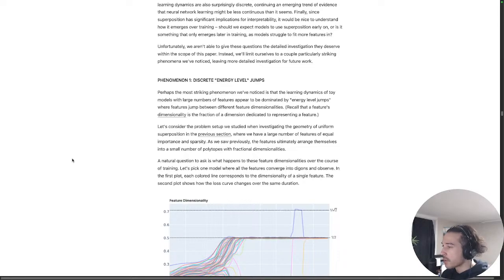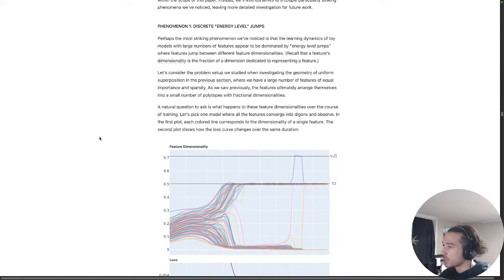Perhaps the most striking phenomenon we've noticed is that the learning dynamics of toy models with large numbers of features appear to be dominated by energy level jumps, where features jump between different feature dimensionalities. Recall that a feature's dimensionality is the fraction of a dimension dedicated to representing a feature. Let's consider the problem setup we studied when investigating the geometry of uniform superposition in the previous section, where we have a large number of features of equal importance and sparsity. As we saw previously, the features ultimately arrange themselves into a small number of polytopes with fractional dimensionalities.